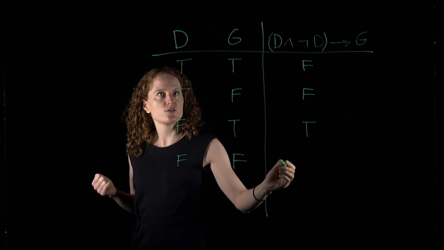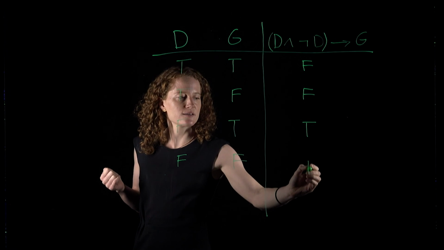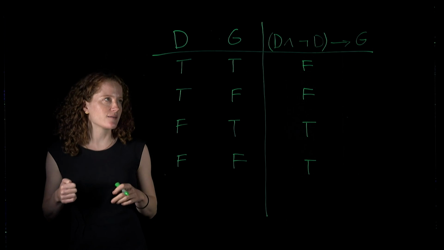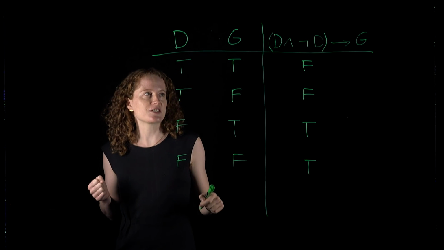Not D is true when D is false. I'm going to enter a T here and another T in the final row. So that completes my column under the negation sign. Next, I move on to the conjunction sign.